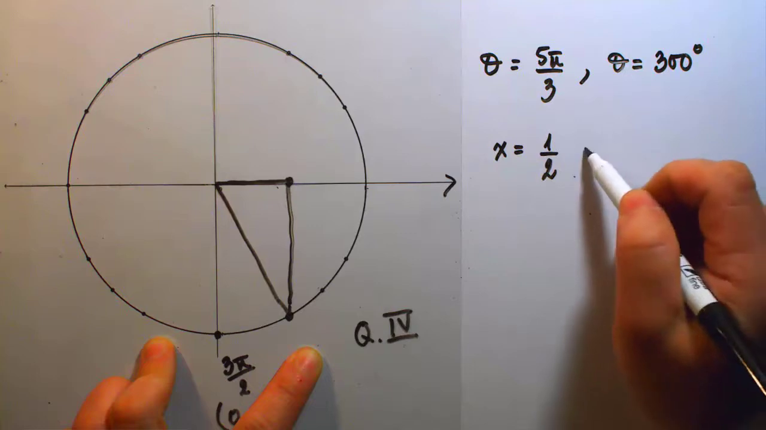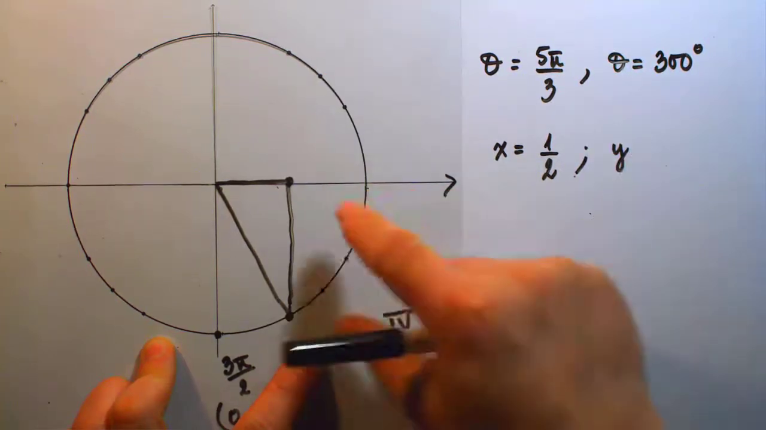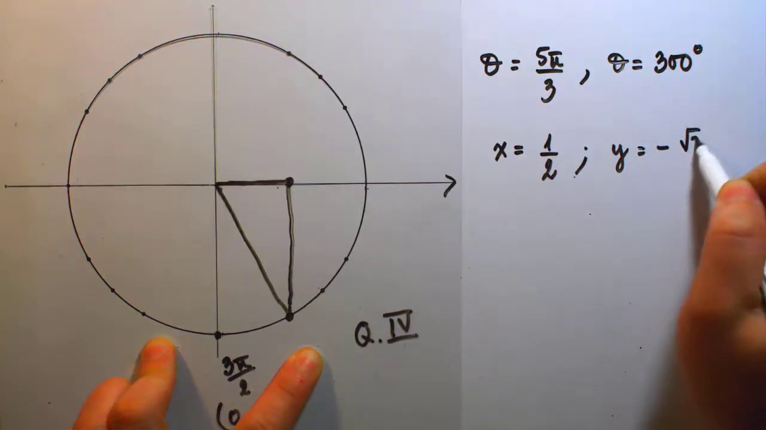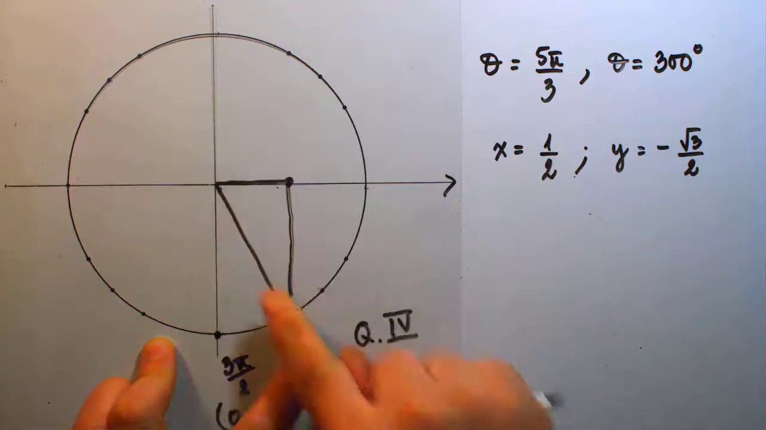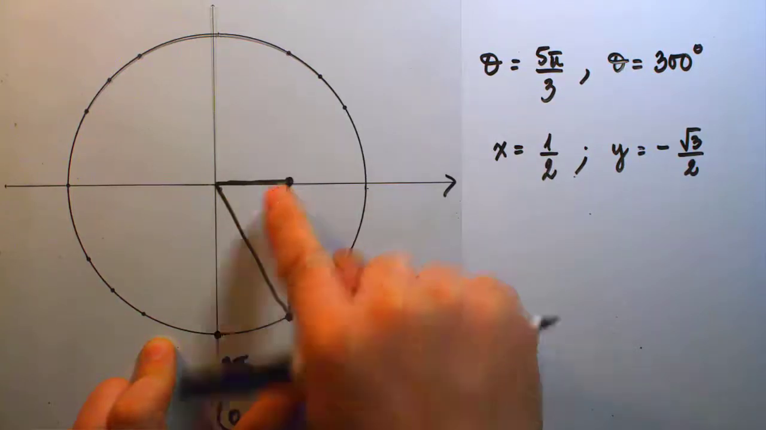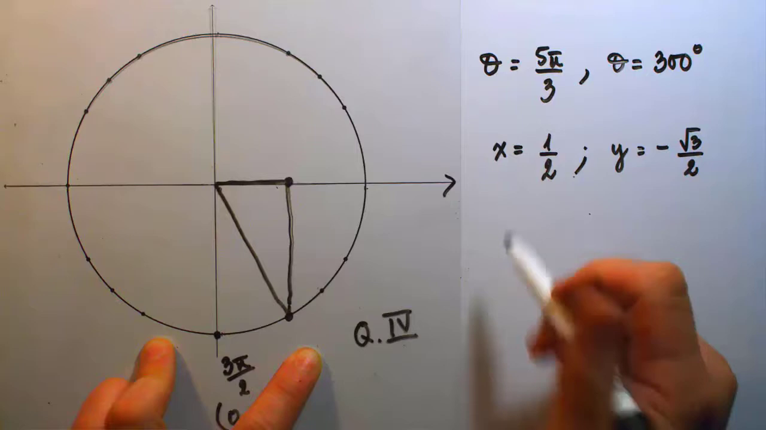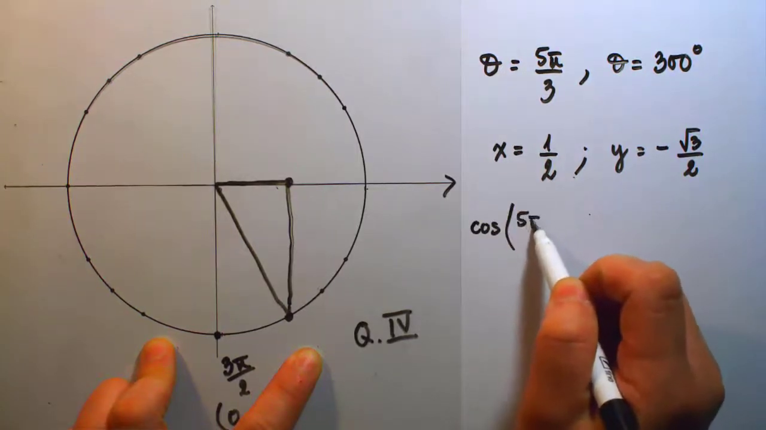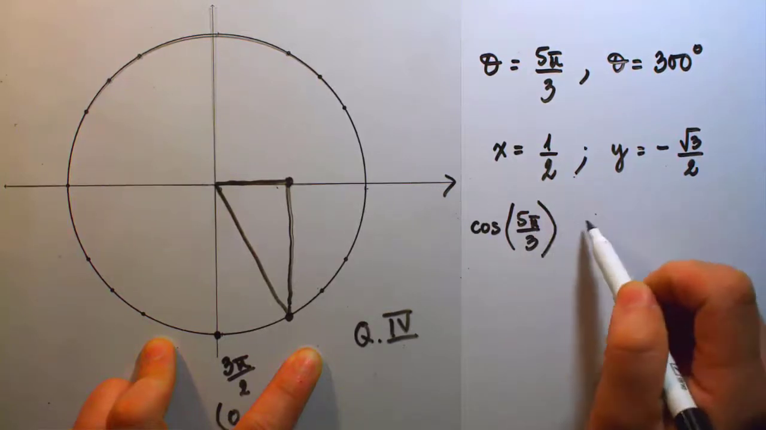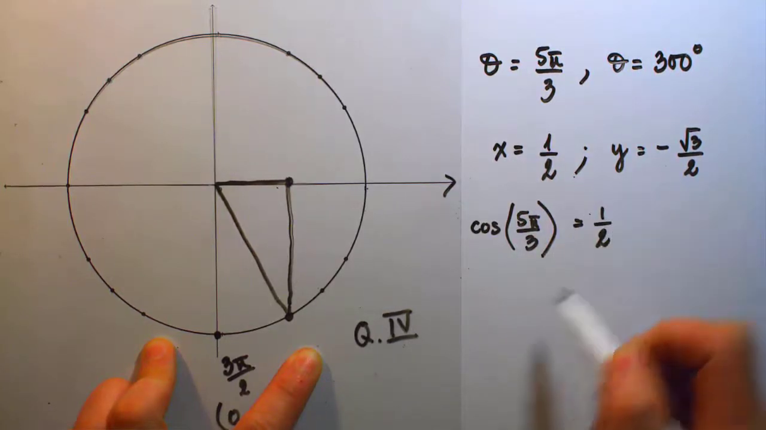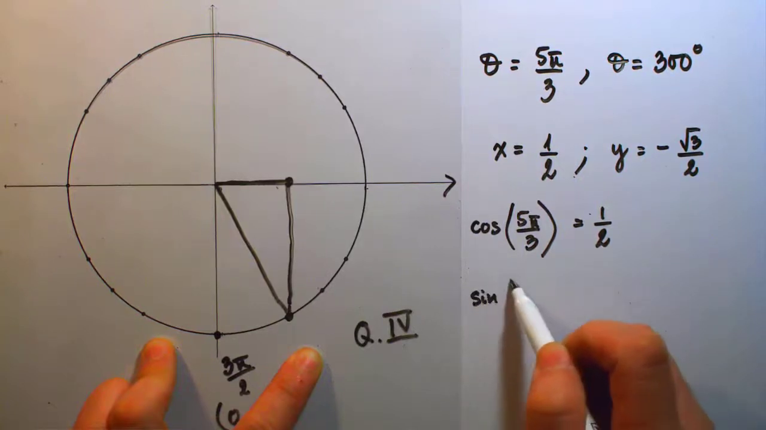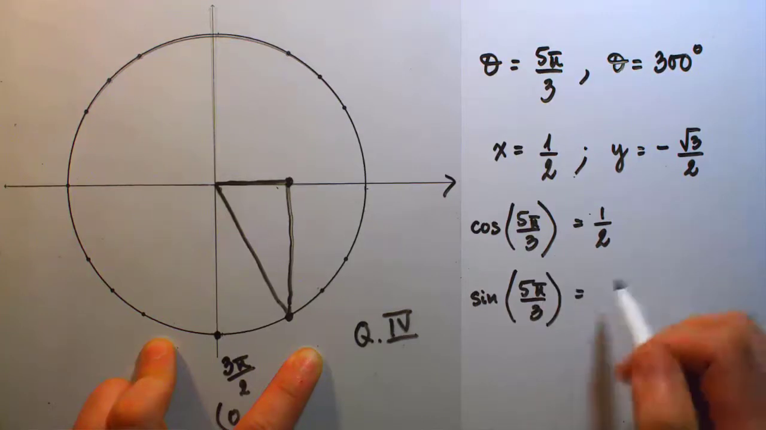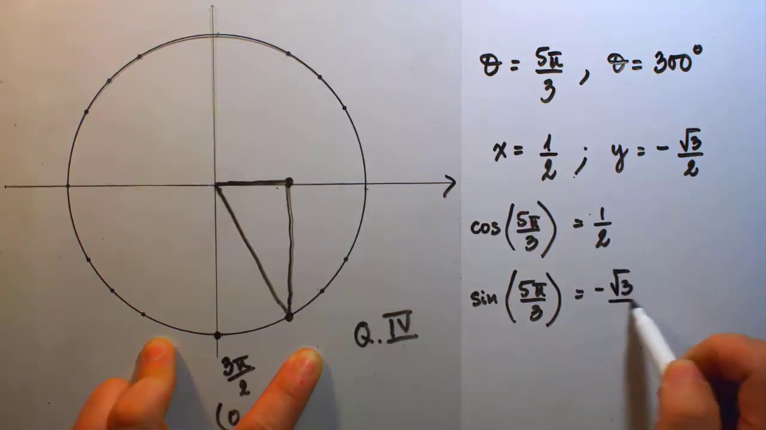And then the y coordinate here, in this case, is that same length but below the x-axis. So it's still negative square root 3 over 2, due to the fact that this is a 30, 60, and 90 triangle. And so now I can say that cosine of the angle 5 pi over 3 equals positive 1/2, whereas sine value of the angle 5 pi over 3 equals negative square root 3 over 2.